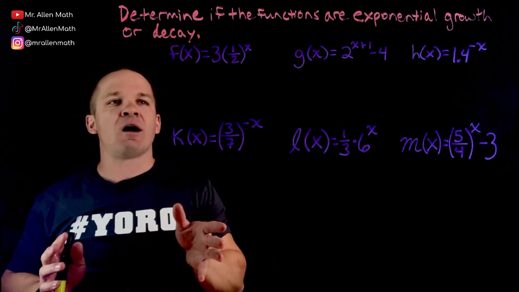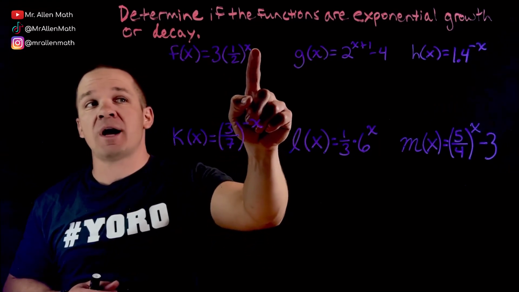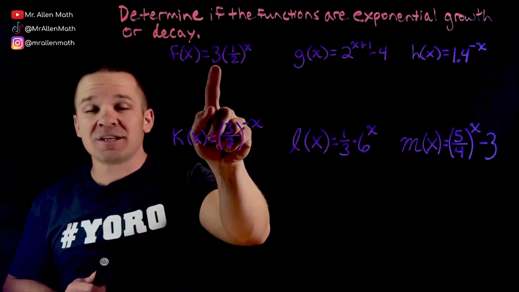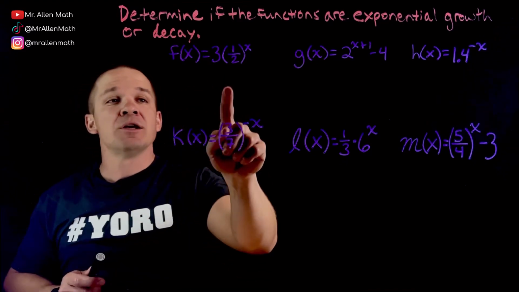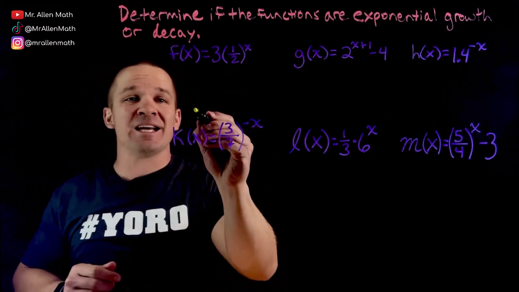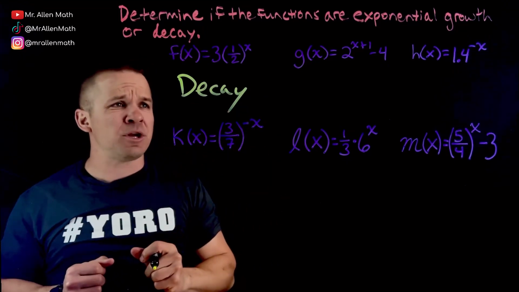All right, so the first one here, relatively straightforward. Our base that is being raised to our exponent is 1/2, which is between 0 and 1. This number out here does not play into whether it's a growth or decay. Since this 1/2 is our base being raised to that x, this means that it is a decay function.